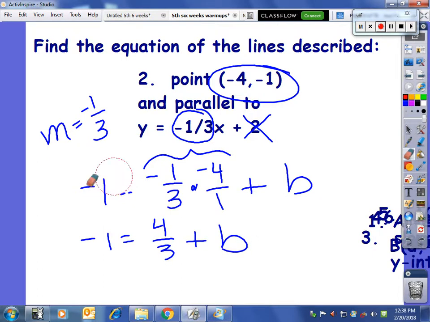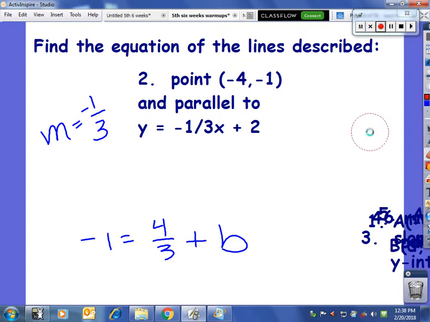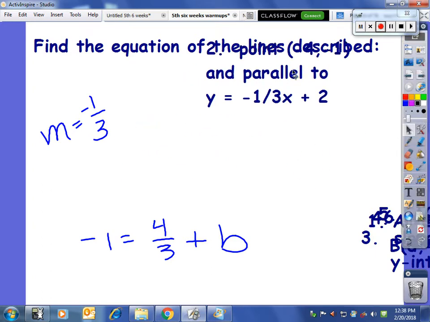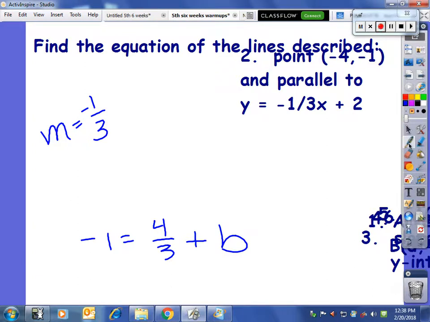I want to show you something because I have kids who are getting to this step right here and getting stuck. And I think why some of you are getting stuck is because of what I taught you in the first semester. I taught you to get rid of a fraction. And I think some kids are still wanting to do that. And I don't care if you do it that way. That's perfectly fine. And it's really easy to do if you know what you're doing. How could I make this fraction go away? Multiply everything by 3. Here is where kids mess up, though. The b must also get multiplied by 3.